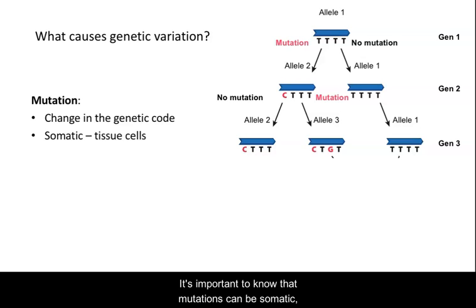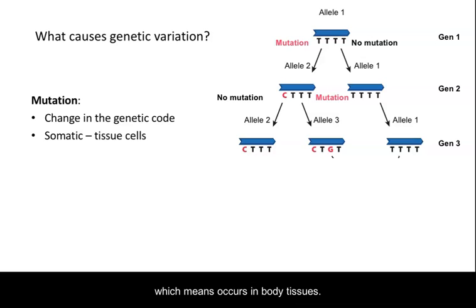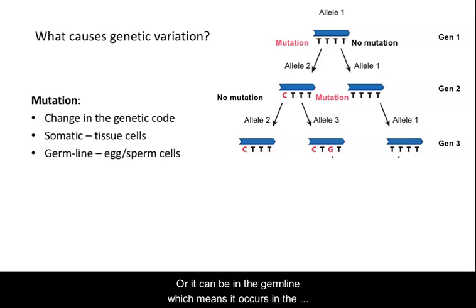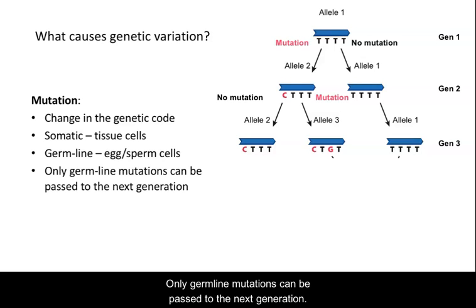It's important to note that mutations can be somatic, which means it occurs in body tissues, or it can be in the germline, which means it occurs in the reproductive cells that are passed to the next generation. And only germline mutations can be passed to the next generation, of course.